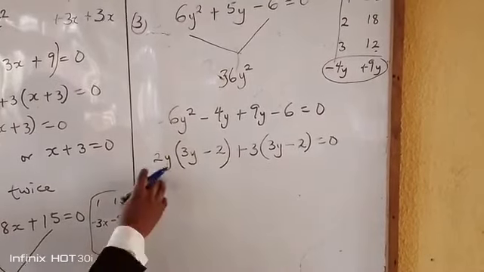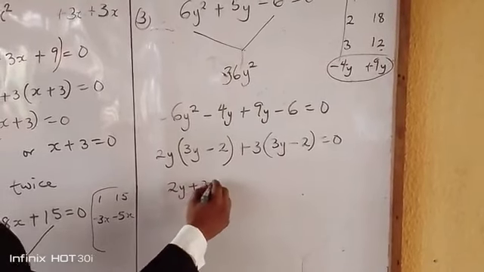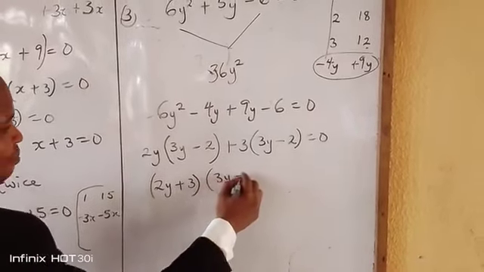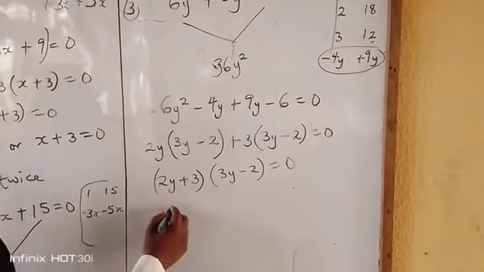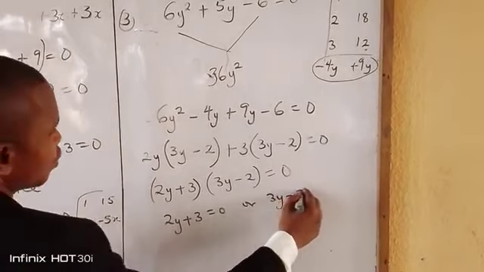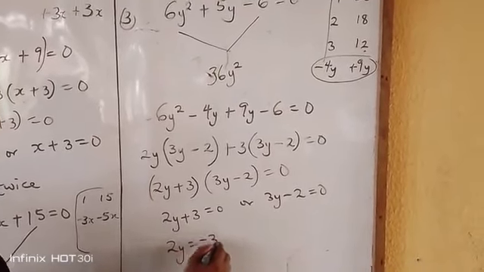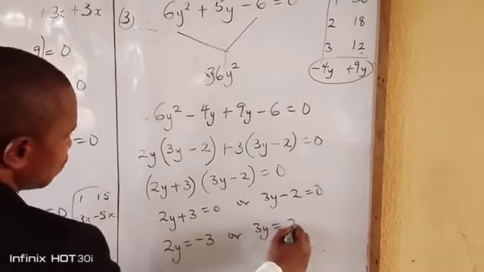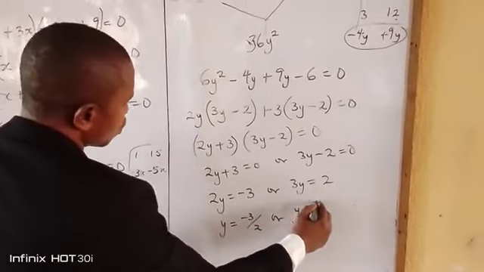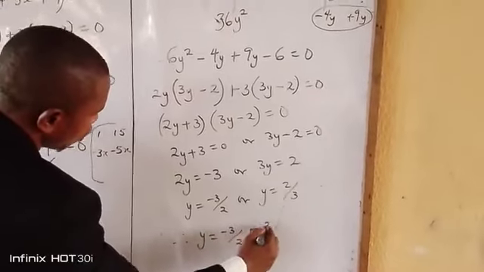Then you pick one that is outside, then you pick one within the bracket. So you have 2y plus 3 is equals to 0, and you have 3y minus 2 is equals to 0. So this one will give you 2y is equals to minus 3, or 3y is equals to plus 2. Then y will be minus 3 over 2, or y is equals to 2 over 3. So therefore, y is equals to minus 3 over 2, or 2 over 3.